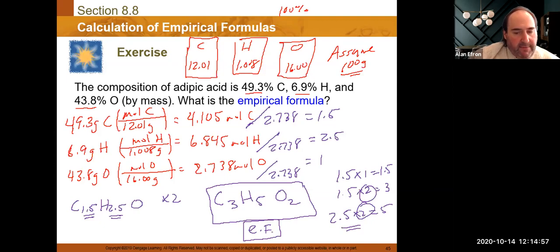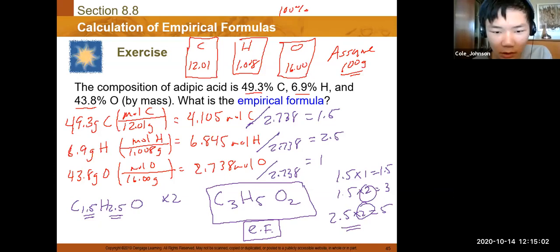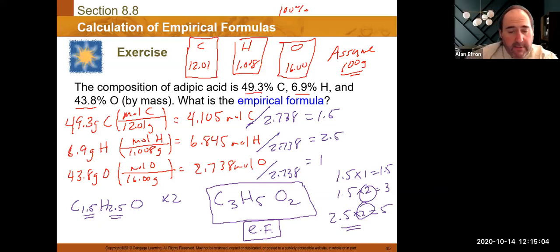Question on any part of that? How did you get 2.738? I took 43.8 and divided it by 16, and you should get 2.738. And 16 is the molar mass of oxygen, so that's why we divided it by 16.